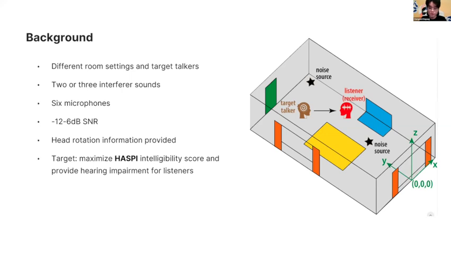The evaluation of the system is divided into 2 parts: to maximize the HASPI intelligibility score in objective evaluation, and to provide hearing impairments for listeners to maximize their hearing test scores in subjective evaluation.